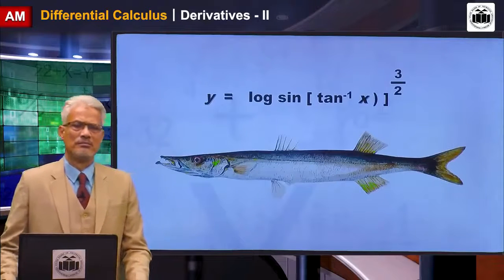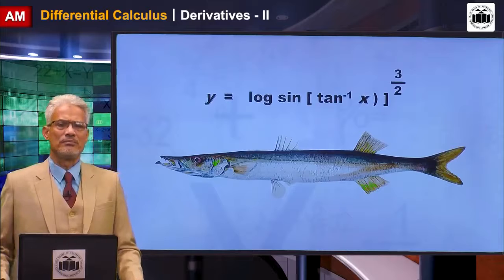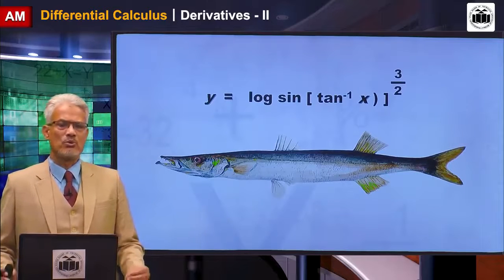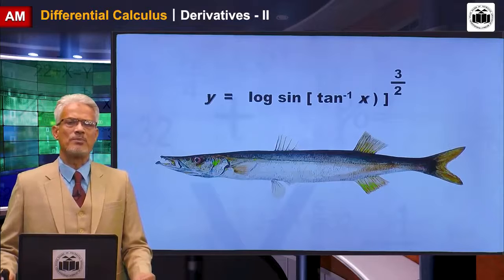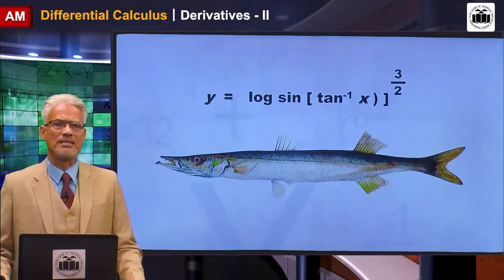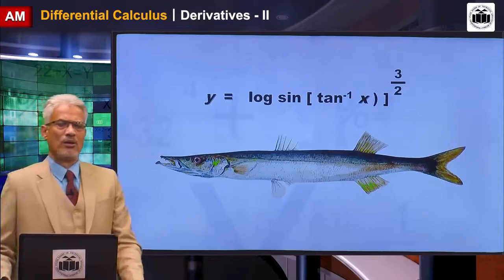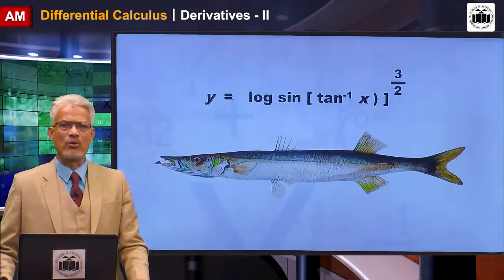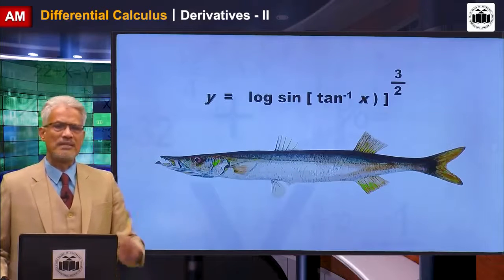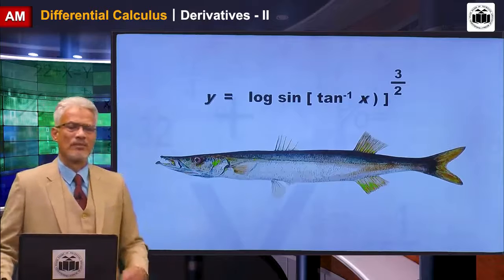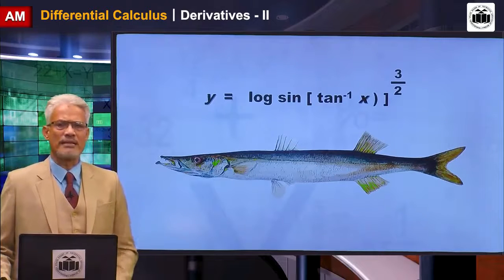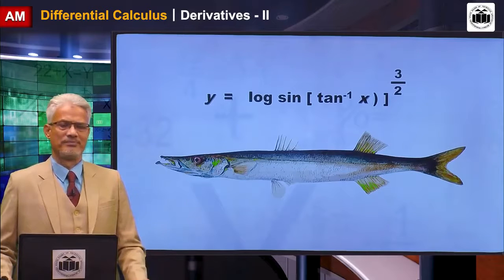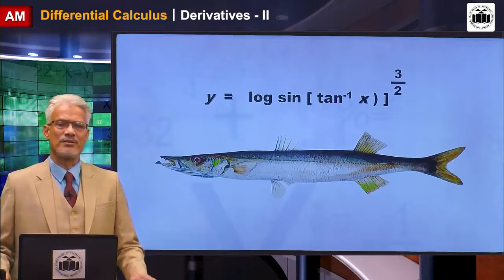Now, without going into detail, I would like to put one example to make solving problems based on composite functions easy for you. Look at the question. Your question is y is equal to log sine tan inverse x, the whole raised to 3 upon 2, and there is a fish. There is a significance of the fish at that place. All over the world, there is the same culture of fish market.